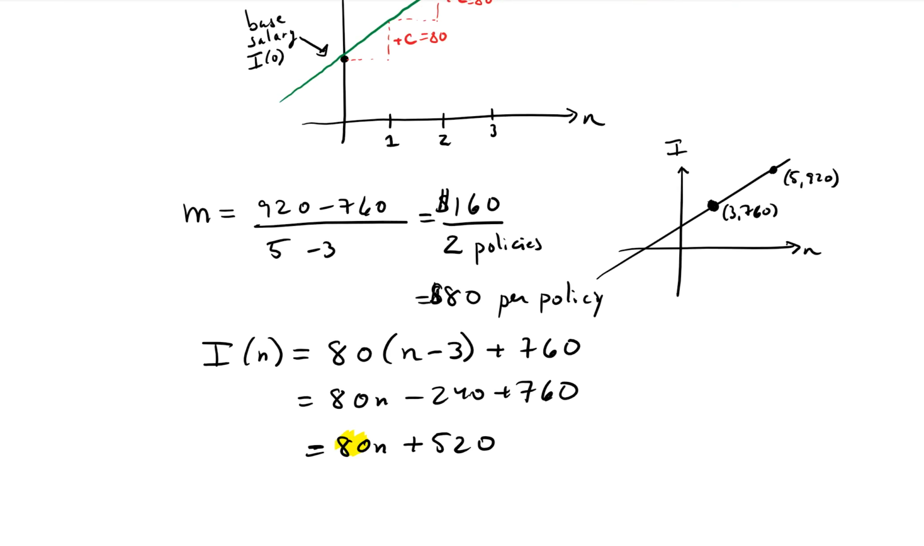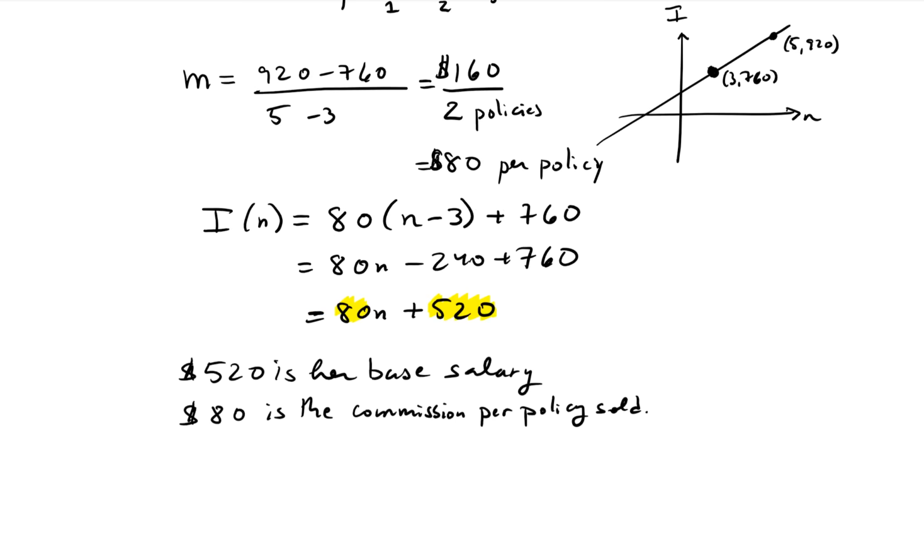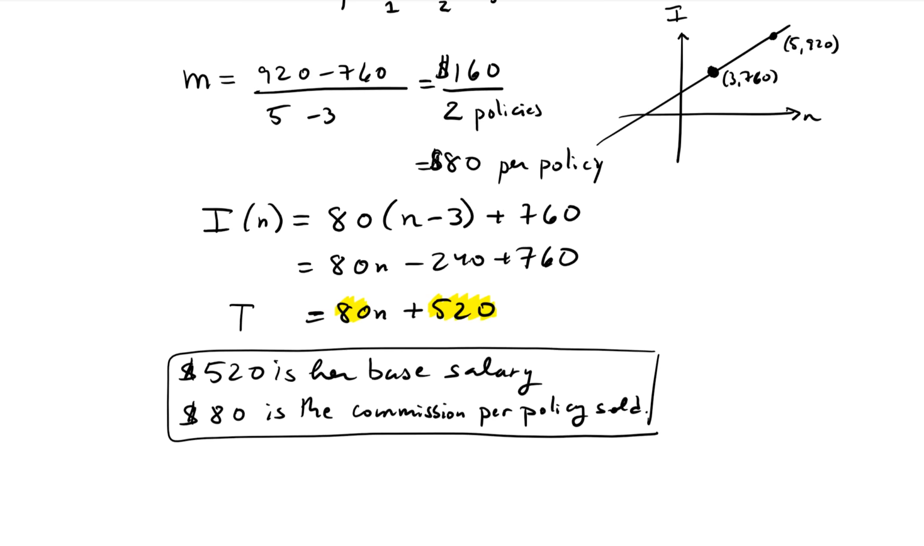So I need to give an interpretation to the 80, but I've almost done that already. It's $80 per policy. And to the 520, that's basically I of 0, or if you prefer, the base salary. So let's write this down. 520 is our base salary. $80 is the commission per policy sold. So I'll just frame what they wanted us to give. This and this.